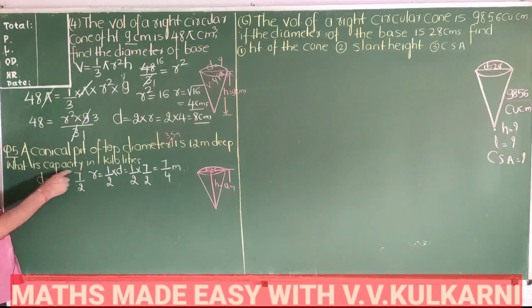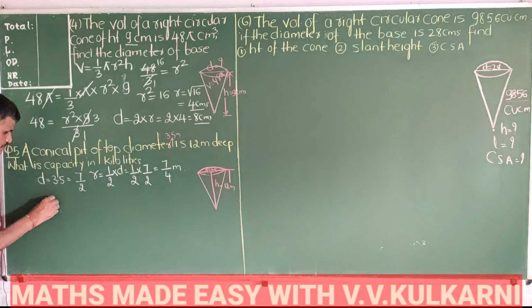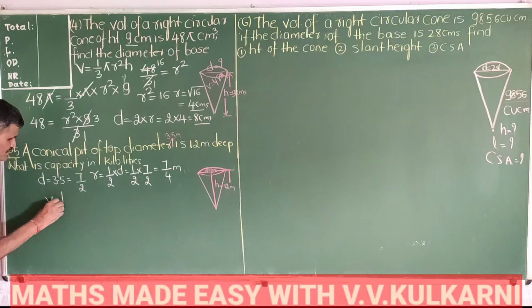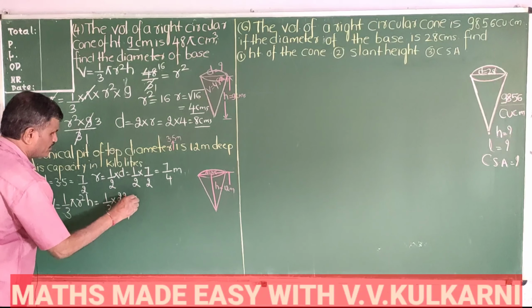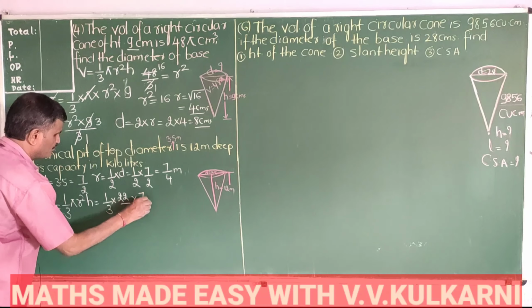Now you need to find out the capacity. Capacity means what? The volume. So 1 by 3 pi r squared h. This if you simplify, 1 by 3 into pi, pi is 22 by 7, radius given to us is 7 by 4 and into again 7 by 4. Depth is the height given to us, that is 12.